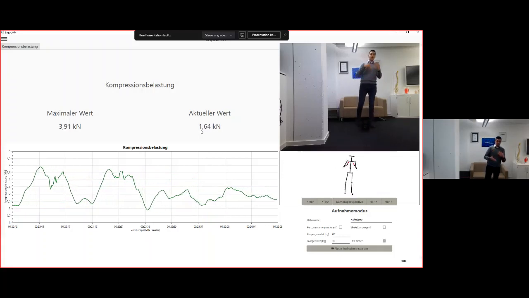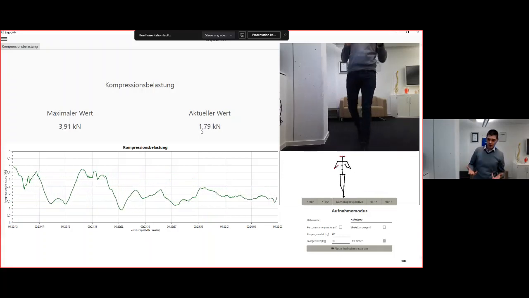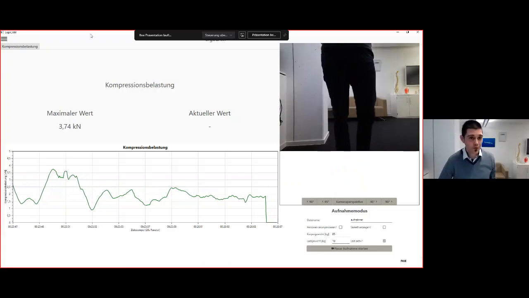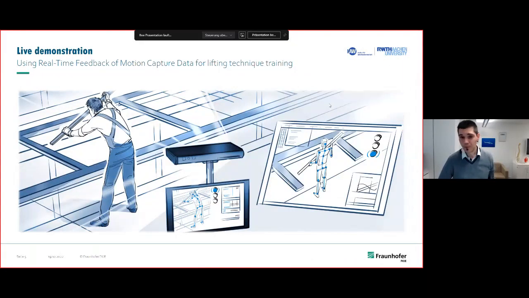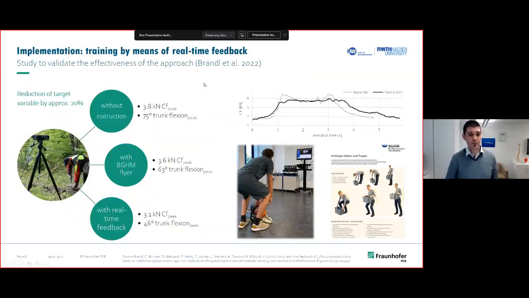So this kind of feedback gives the workers the possibility to choose their own lifting technique by training and so on. And we did, of course, a study on that, and we could show that with such systems you can reduce the target value, the compression force, by approximately 20%.